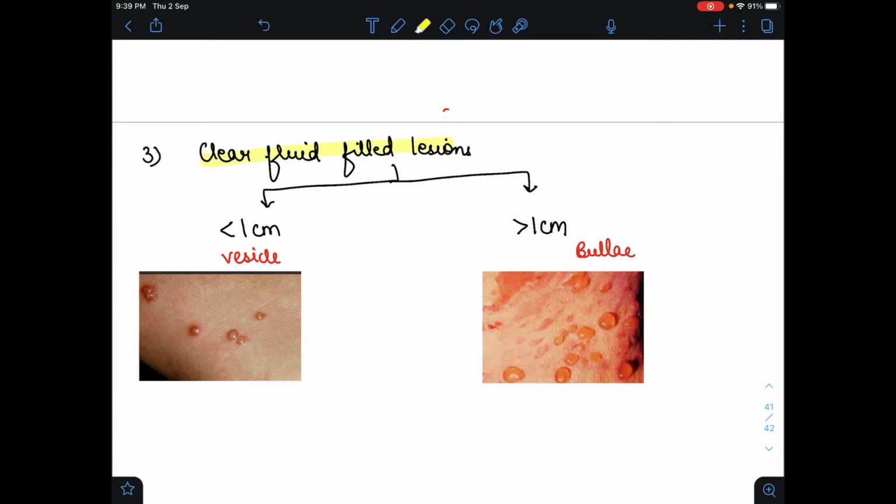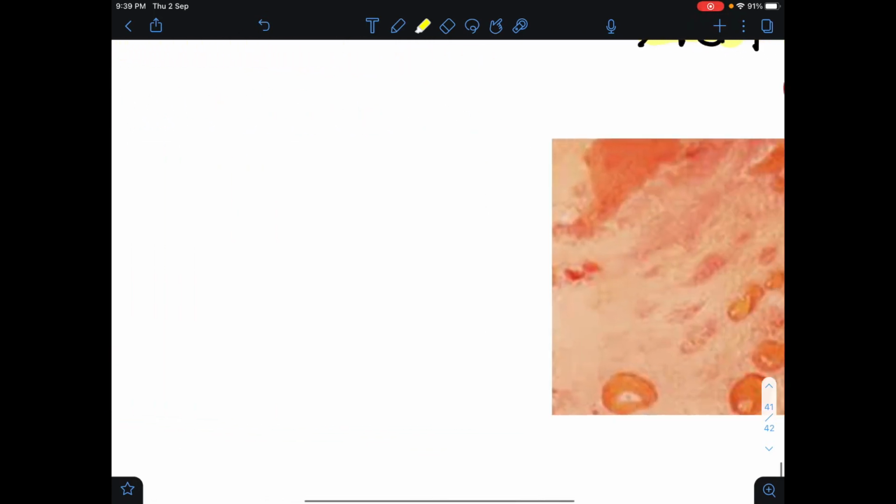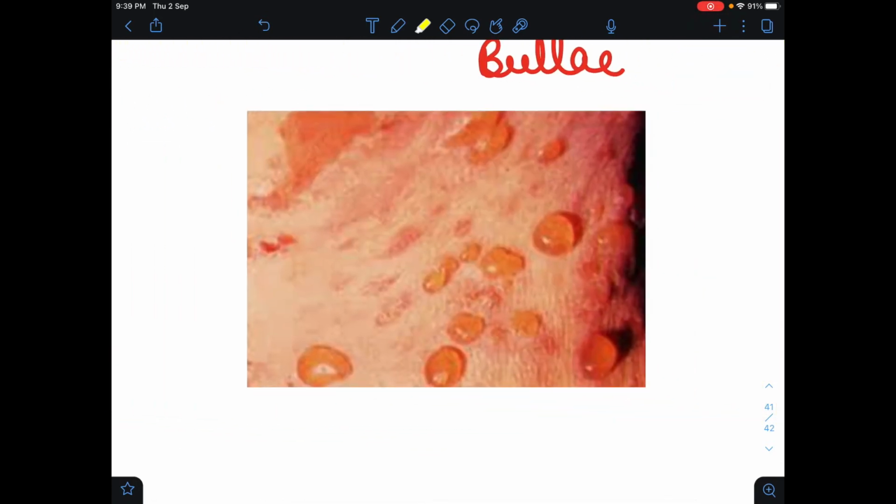So in this, the lesion is filled with fluid, and the fluid is clear. It is either less than 1 centimeter or more than 1. Less than 1 is a vesicle. As we see here, these were vesicles, because they were filled with fluid. So these, less than 1 centimeter, are known as vesicles. If they were more than 1 centimeter like this, then they were bullae.